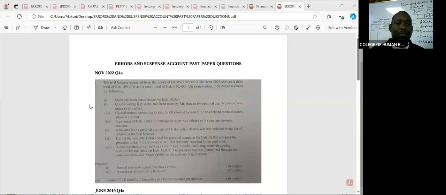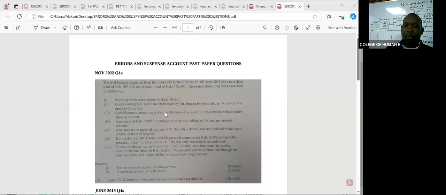Statement number 2 reads, goods costing 8,000 had been taken by Haraka for personal use. Then you are told no record was made to this effect. Remember, the trial balance is from the books of Haraka Traders. And here we are talking about goods costing 8,000 taken by Haraka. So it is the owner taking the goods for his or her personal use. And when the owner takes any resource from the business, we said we consider that to be drawings.